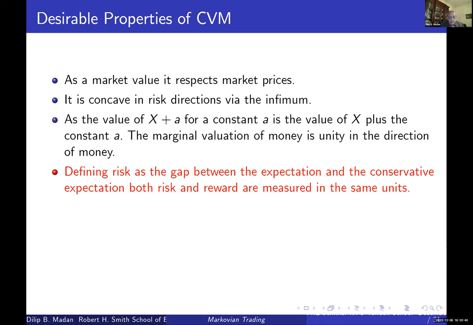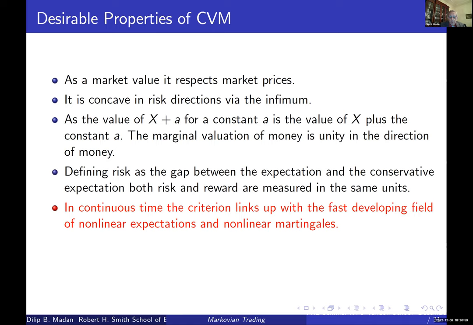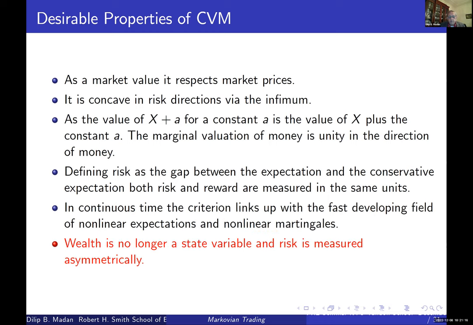And you can define the risk as the gap between the expectation and the conservative expectation. And so risk and reward are measured in the same units. There is no measuring risk in squared dollars, hoping to find a trade-off constant. Both risk and reward are measured in the same units. So those are nice features. And then once you go into continuous time, basically the infimum of expectations takes you to the theory of nonlinear expectations and nonlinear martingales. And so that's where we're going in terms of implementing these things.